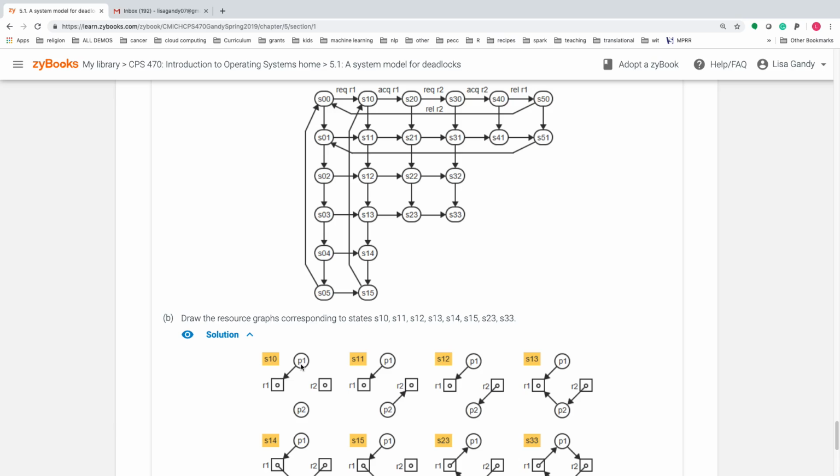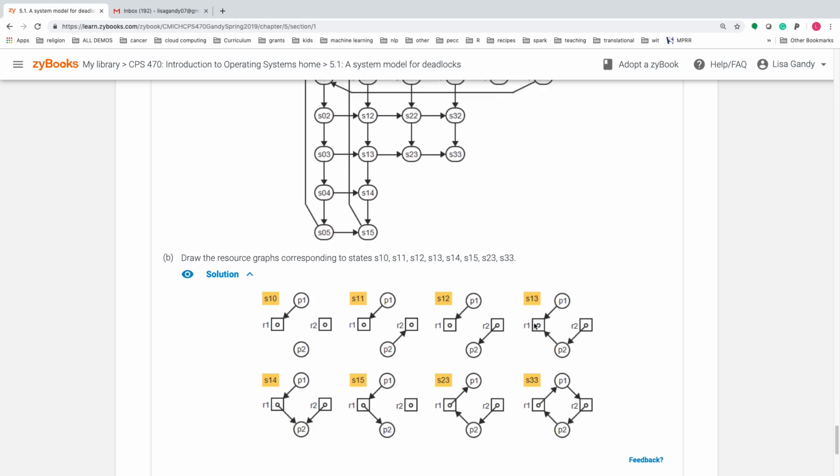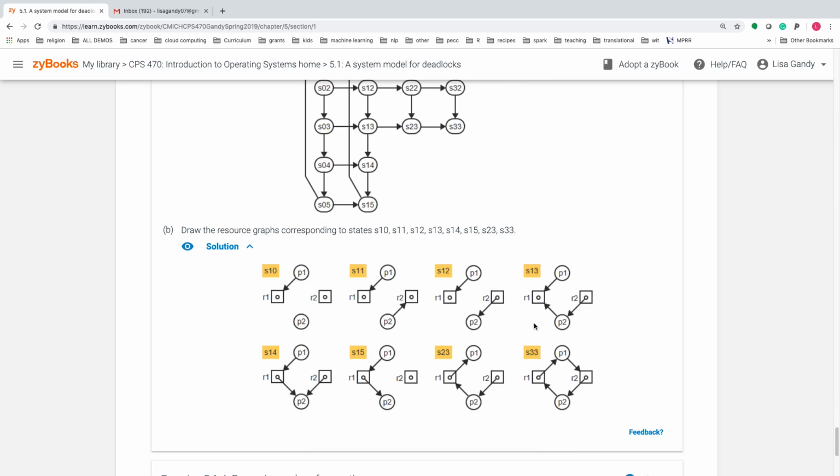So this is testing: do you know how to draw a resource allocation diagram, and do you know how to read a state diagram? Like S11, P1 has requested and P2 has requested. So that's what this looks like. Here they have you draw S33, which is a deadlock state, and that's what it looks like. It's also just another way to verify it's a deadlock state.